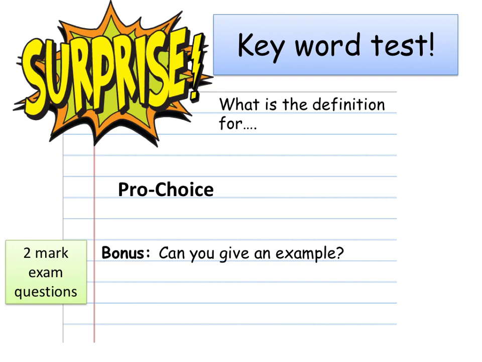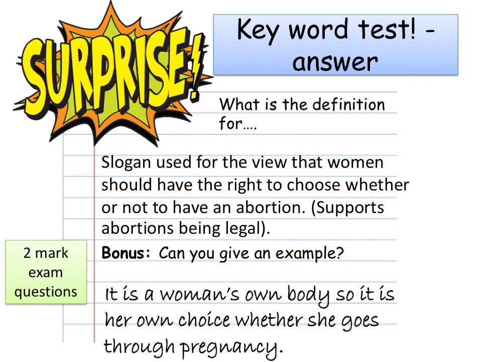Time for another keywords test. What is the definition for pro-choice? Can you give an example? Pro-choice is a slogan used that women should have the right to choose whether or not to have abortions. This supports abortion being legal. For example, pro-choice campaigners believe that it is a woman's own body, so it is her own choice whether she goes through with a pregnancy or not. It's worth mentioning here that pro-choice campaigners are not in favour of abortion. They are in favour of abortion being legal.